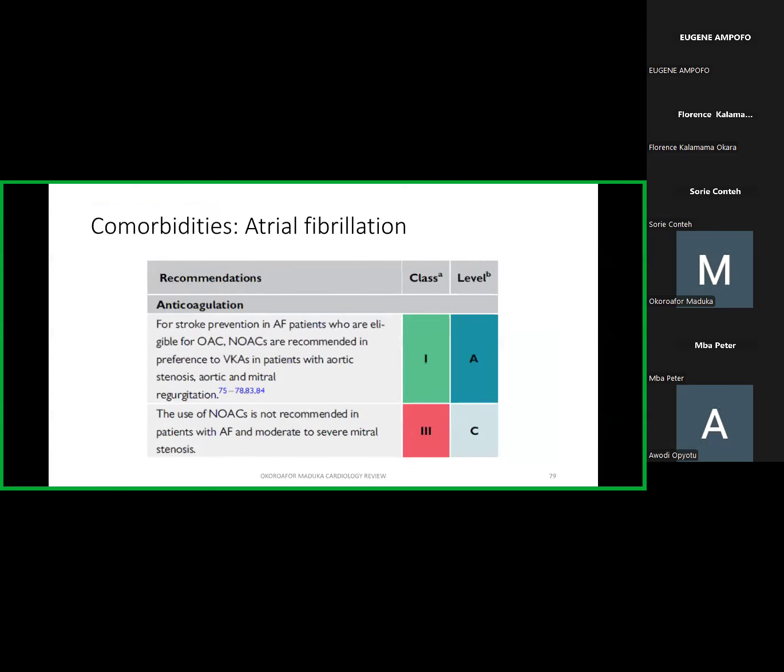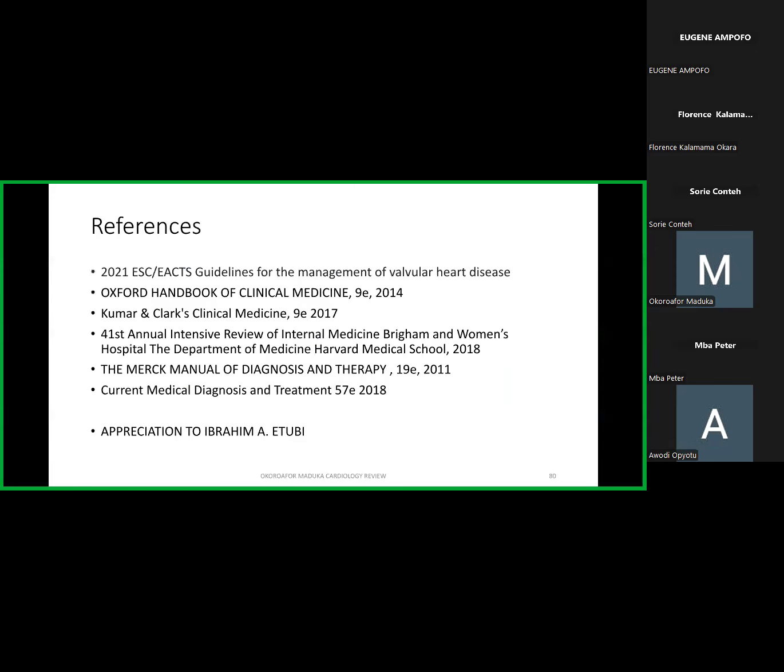Right. So for stroke in patients with this condition, if they can take orally, for stroke patients in atrial fibrillation who are eligible for oral anticoagulants, NOACs are recommended in preference to warfarin in patients with aortic stenosis, aortic and mitral regurgitation. However, in patients with severe or moderate mitral stenosis, what is usually recommended is warfarin. So these are my references.